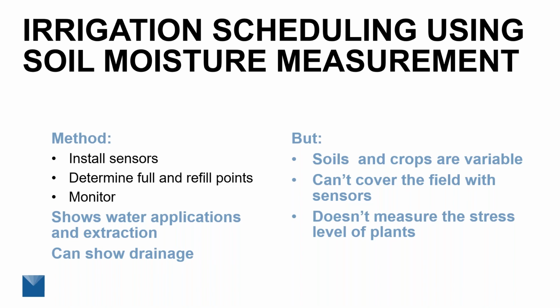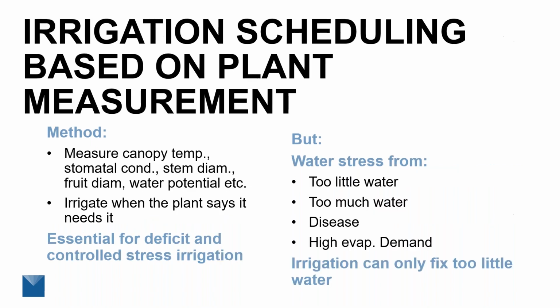Many people think that the ideal way to manage irrigation would be to ask the plant. If the plant isn't stressed, we shouldn't need to irrigate. Now, while monitoring the plant is essential for some types of irrigation, especially deficit or controlled stress irrigation, it isn't very useful as the primary method for irrigation management.